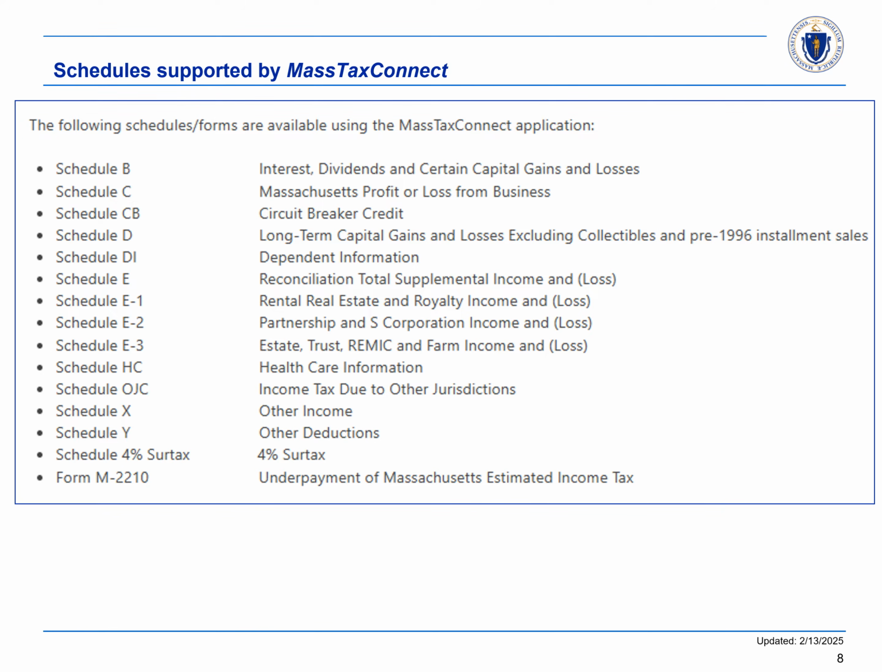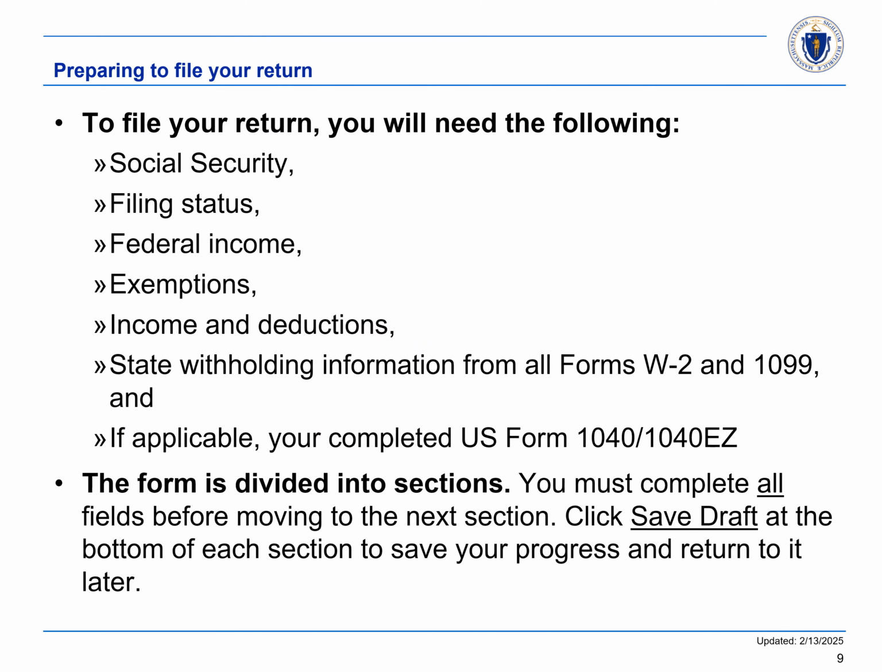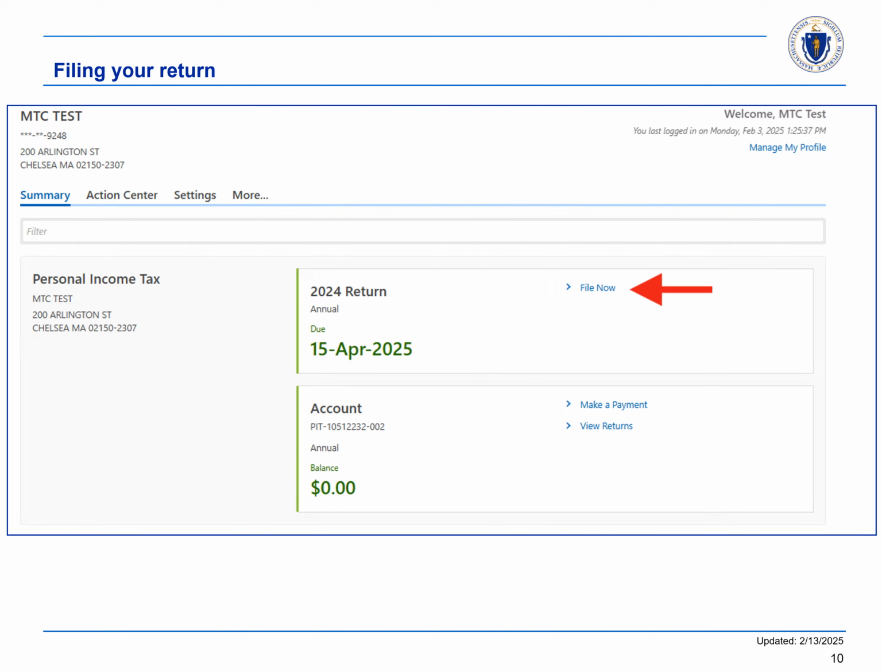The following schedules are included in the MassTaxConnect return. If you require different schedules, it will not be possible to file using MassTaxConnect. Please have the following information available: Social Security number, filing status, federal income, exemptions, income and deductions, state withholding information from all Form W-2 and 1099, and if applicable, your completed U.S. Form 1040 or 1040EZ.